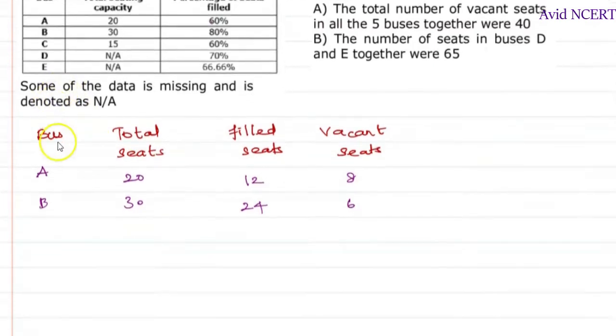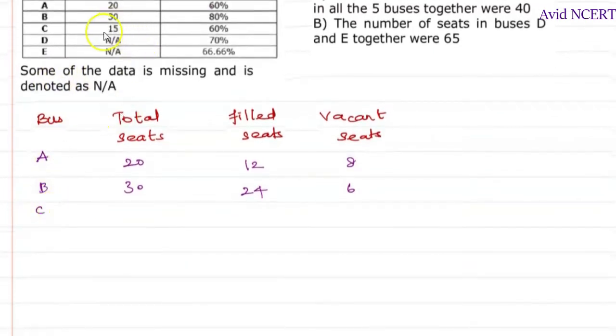Now for bus C, the total seats available here is 15. Out of this, 60% is filled. This can again be done like this, 15 times 60 by 100, or you can do it like 50% of 15 plus 10% of 15. Any method is fine. The zeros get cancelled. 5 times 3 is 15, 5 times 2 is 10, 3 times 3 is 9, which means the filled seats here is 9. So vacant seats is 15 minus 9, which is again 6.